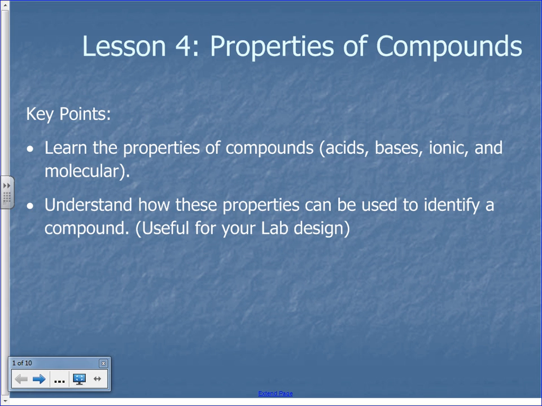Okay, so the key points for today: learn the properties of compounds, acids, bases, ionic, and molecular. The ionic and molecular is the most important part. Okay, acids and bases, that's pretty straightforward. One's below 7, one's above 7. All right. And lastly, understand how these properties can be used to identify a compound. Okay, that, like it says here, is going to be useful next week when you design the procedure for this lab. Okay.